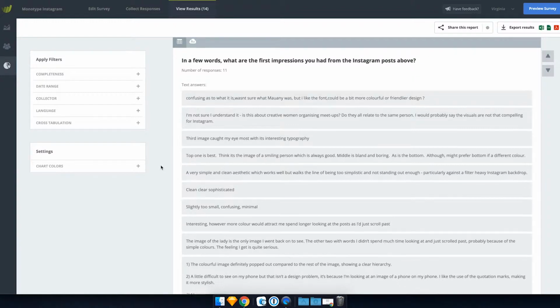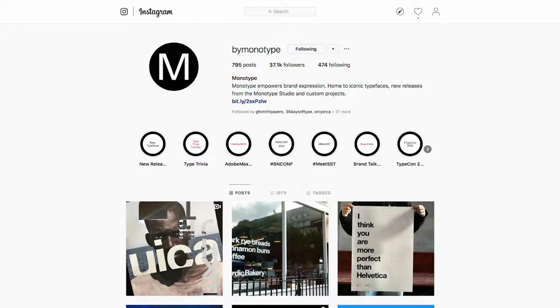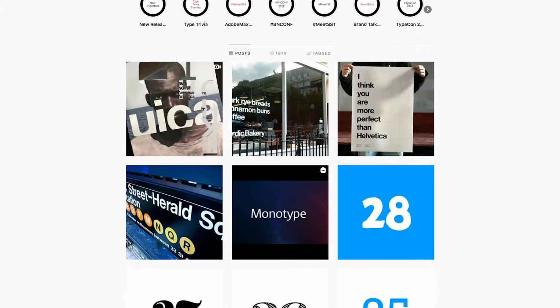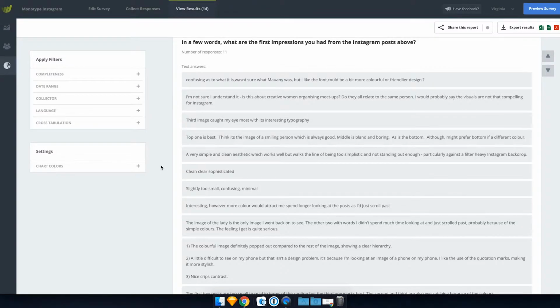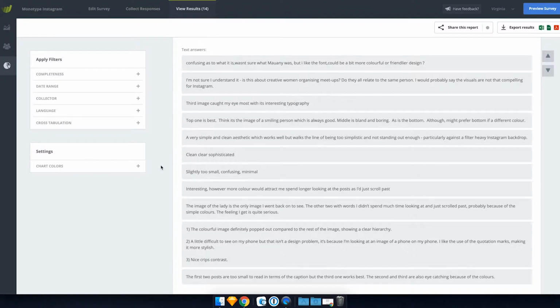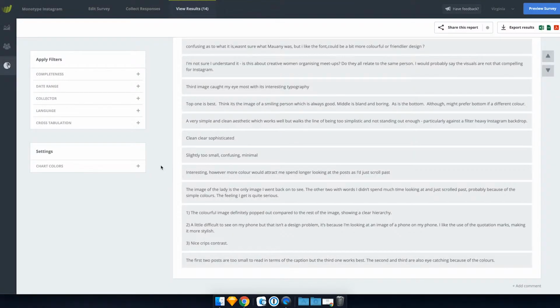I just wanted to do a version that was very typographic, similar to Monotype's current Instagram. I see that it's not very Instagram friendly, too simplistic and not standing out enough. Instagram is very known for the filters, which I haven't really used on this first version. One person says the image of the lady is the only image they want to go back on to see. The other two with words they didn't spend much time looking at and just scrolled past, probably because of the simple colors. The feeling they get is quite serious.